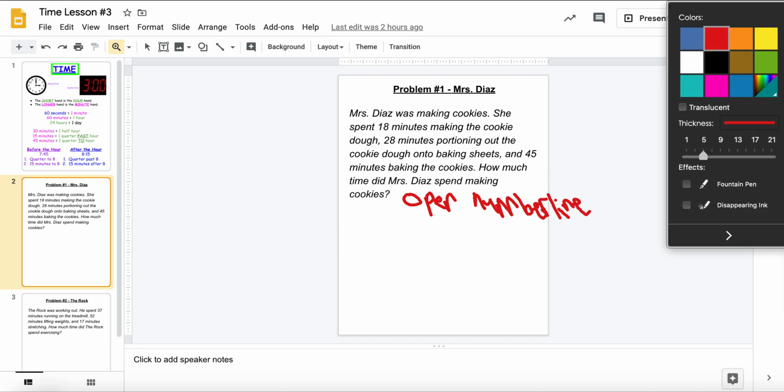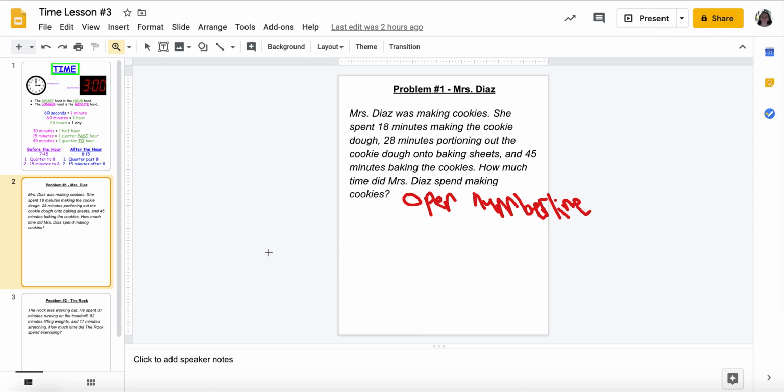Let's see if I can make a straight line. Can I make one? Ooh, I can. Boop, boop. Put that there. So there is my number line. Can I move it? Nope. Whatever. It'll be all right. So, I have my open number line.